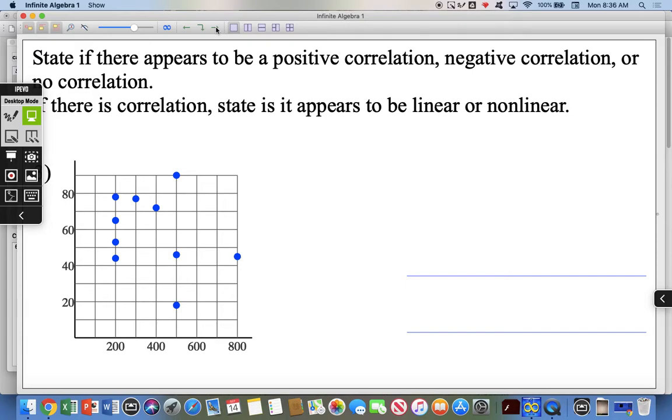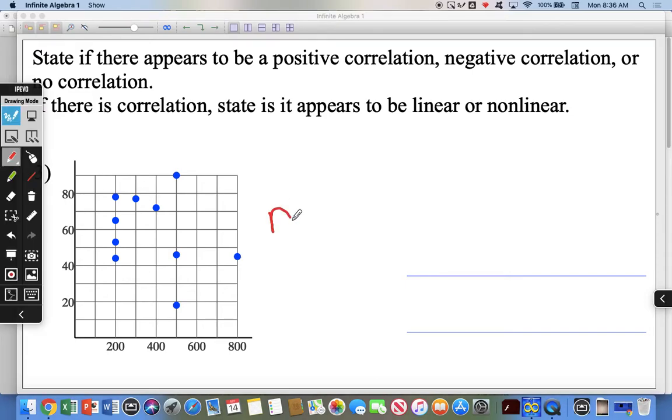This one is definitely no correlation. And if you guys write none, I'm going to be a little nice. I'm typically a little bit pickier, but if you guys write none, I'm okay with that.